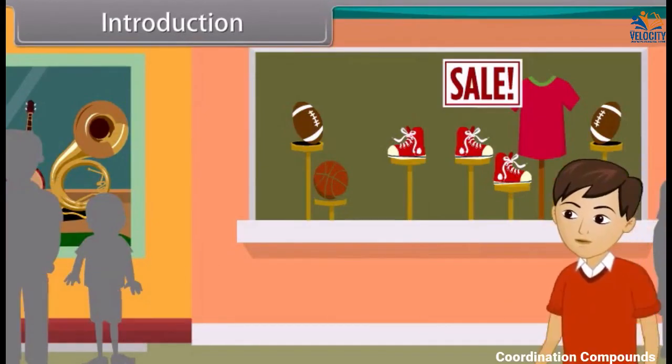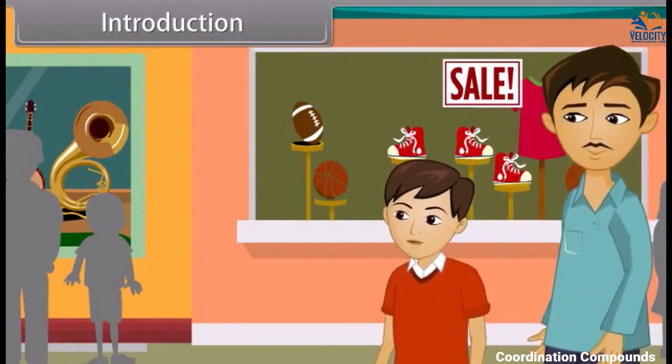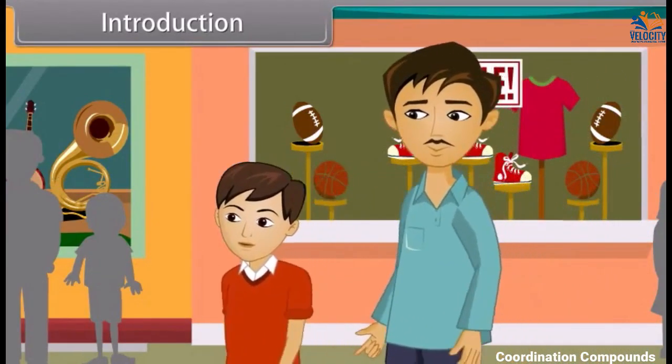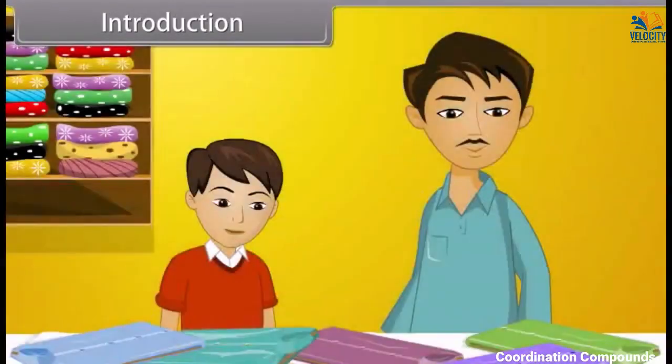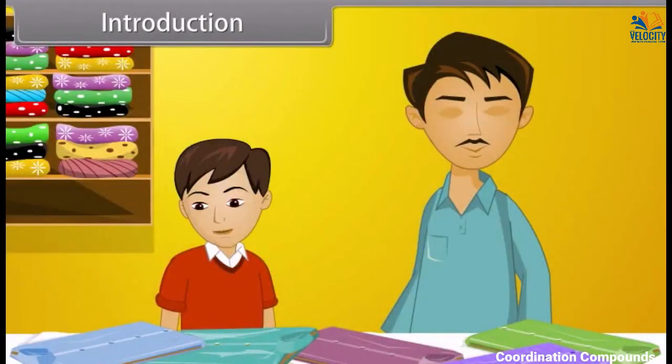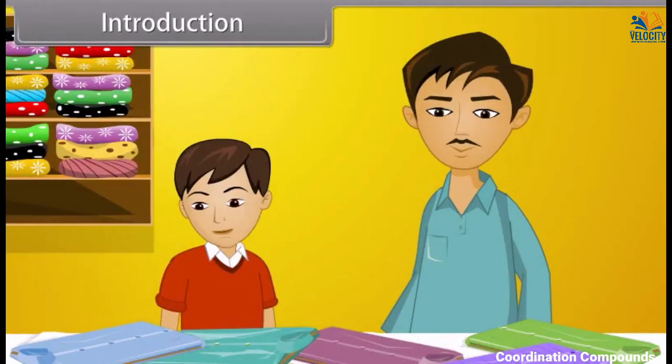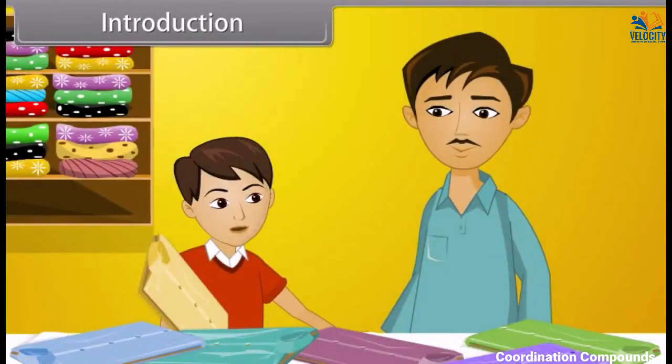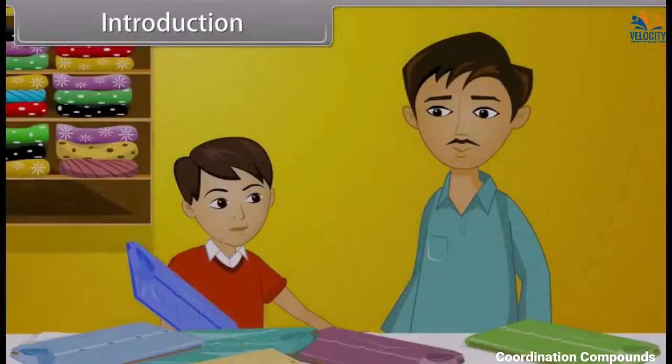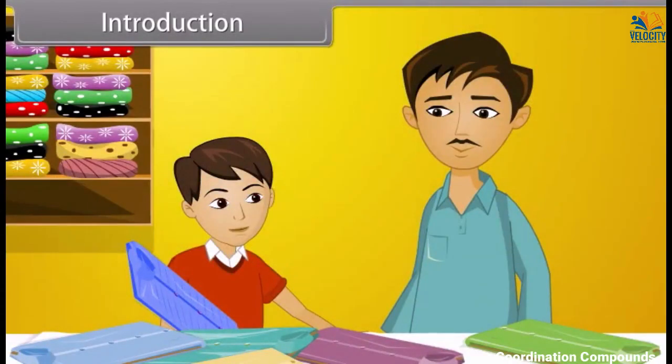Today, Tanuj came to the market with his father for shopping. He wants to buy some t-shirts and trousers. He enters a shop and saw a variety of colorful t-shirts. Father, there are so many different colors of t-shirts, and I like the blue one.